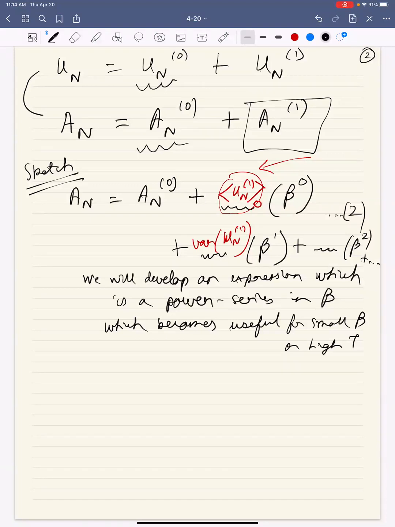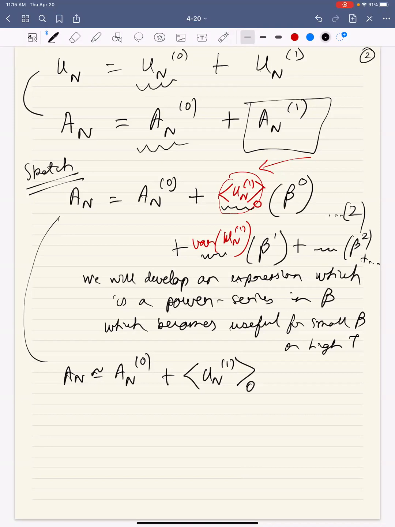You're going to stop. So in equation number 2, if you're willing to stop at beta to the power 0, then it's actually really simple. Then it's telling you that A_N is approximately A_N0 plus the average value of U_N1 calculated in that ensemble. This is super interesting. This is almost telling you that entropy does not matter, right? This is telling you that the change in free energy is coming only from the potential energy. Entropy just doesn't matter, which is interesting.